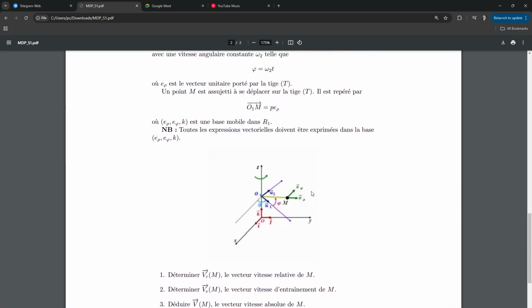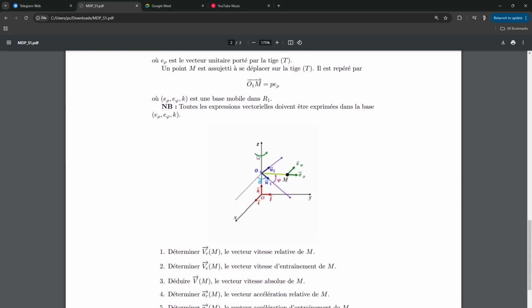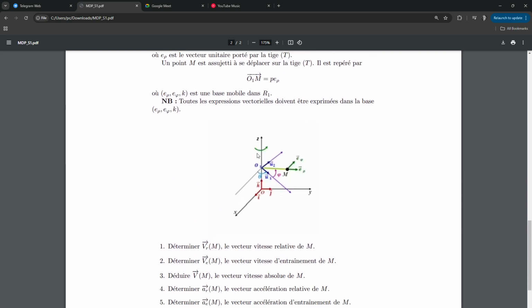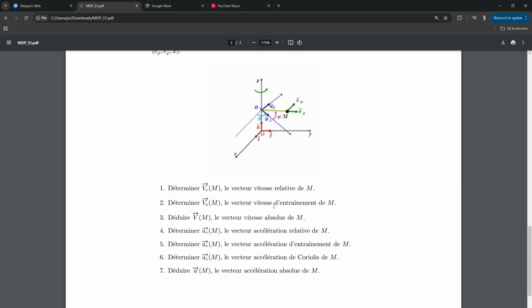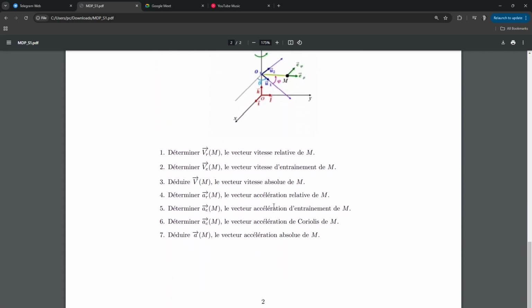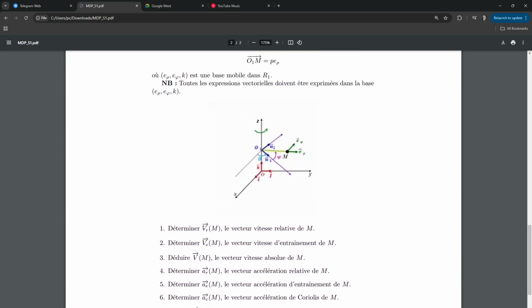So remember, this is mouvement relative. So they'll be asking us to find the relative velocity, la vitesse d'entraînement, the absolute velocity, l'accélération relative, l'accélération d'entraînement, l'accélération de Coriolis, and then the absolute acceleration. So that is what the question is demanding. So let's look at how we can calculate le vecteur vitesse.